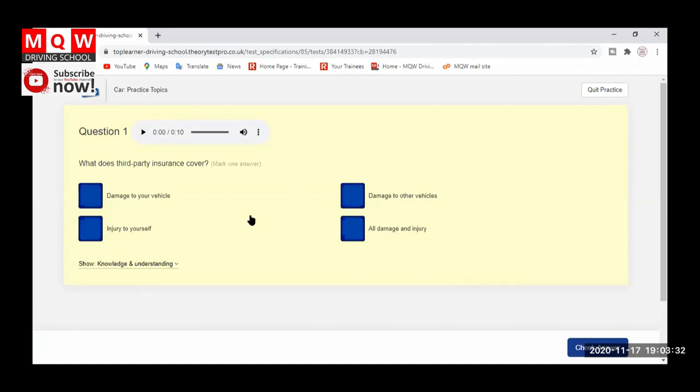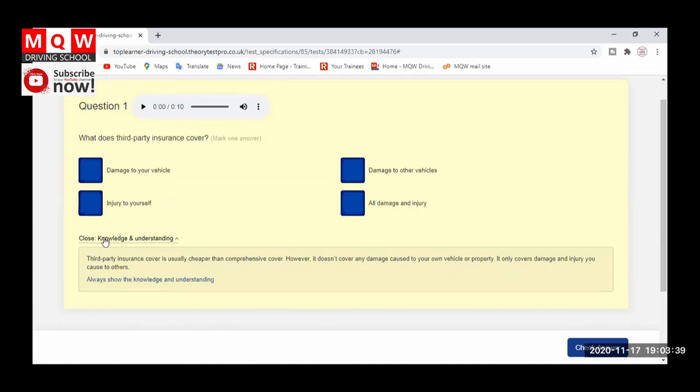And when you do the practice, at the bottom they tell you what's written in the book as a law. So see, the knowledge and understanding. You can read the question, see all the options. First, see which answer is not correct at all, like the negative ones. Find the close answer in your mind. Then open the bottom and read. Third party insurance cover is usually cheaper than the comprehensive cover policy. However, it does not cover any damage caused to your vehicle, so nothing relates to you or your property. It only covers damage and injury to other people. Then you're able to give the right answer on the top easily, which we already said.